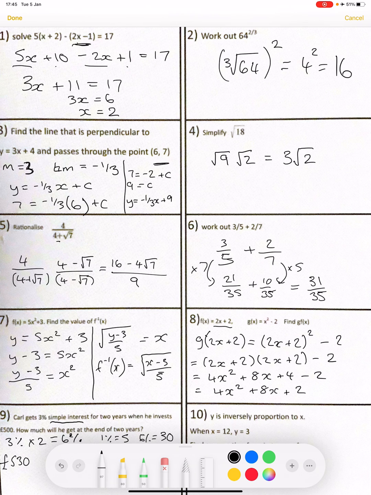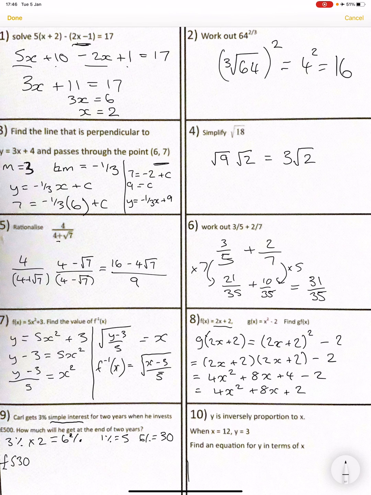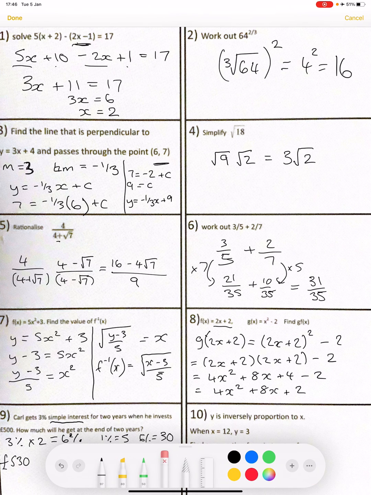Finally, question 10. y is inversely proportional to x. When x equals 12, y equals 3. Find an equation for y in terms of x. So y equals k over x. I'm going to substitute x equaling 12 and y equaling 3 in. So 3 equals k over 12. So then 3 times 12 is 36. So k must equal 36. Now it says you must write an equation out, so you need to do that at the end. y equals 36 over x.